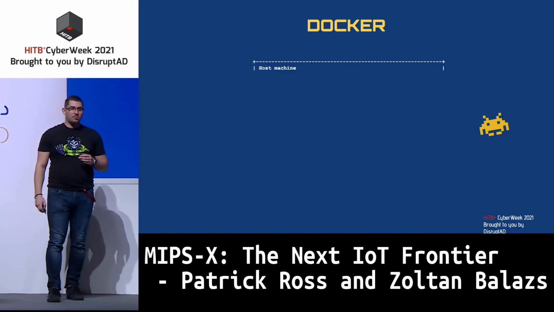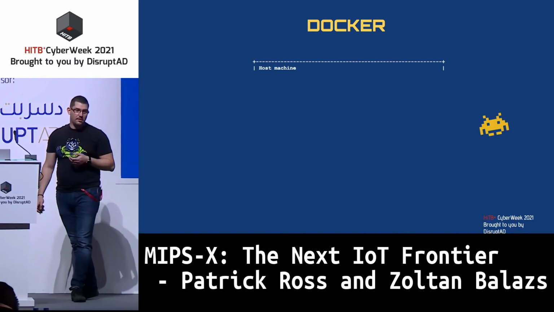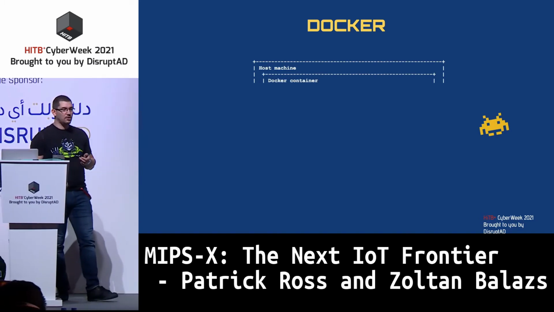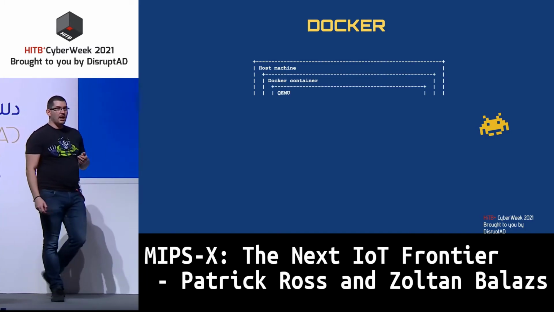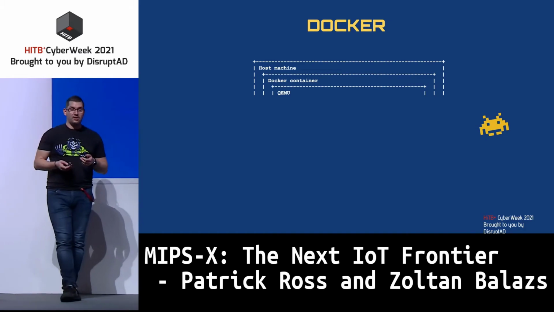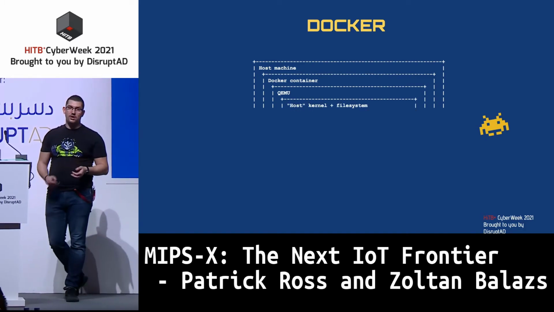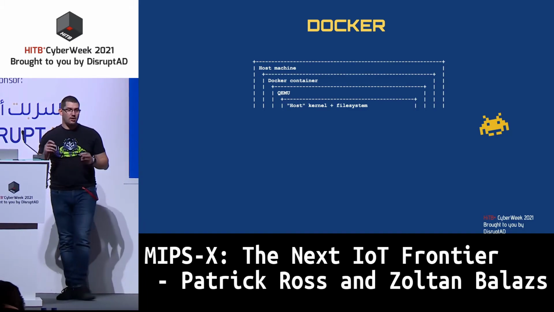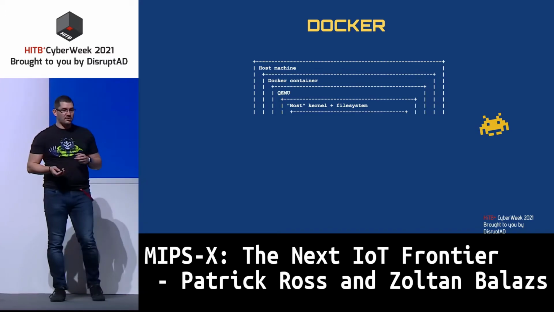And this means that we are adding one more layer on top of everything. So now we have the host machine, then we have the Docker container inside, and the Docker container will run the QEMU emulation inside that, and QEMU will start the so-called host kernel and the file system.